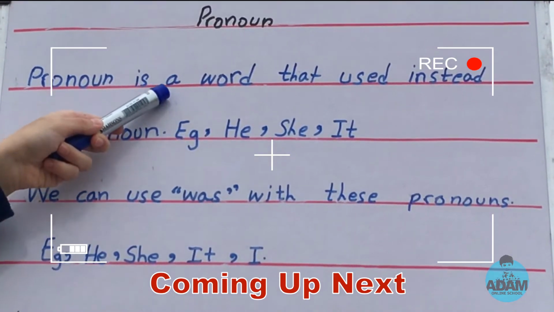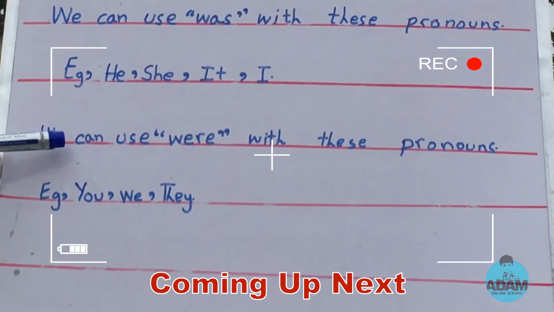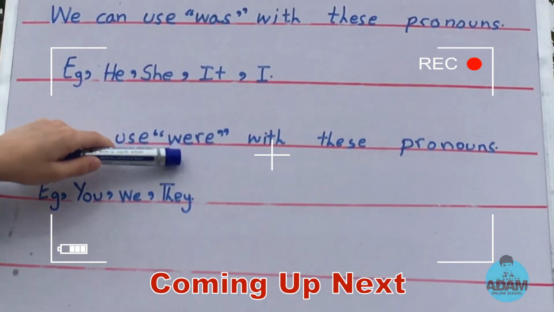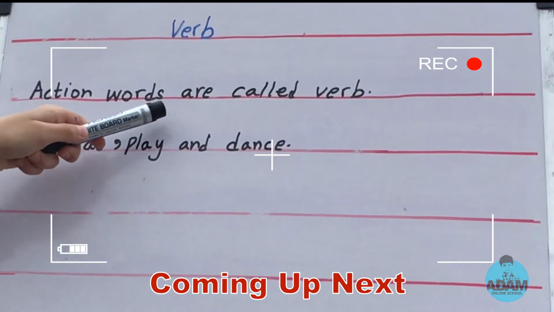Pronoun is a word. We can use was, we can use were. Verb, action words.